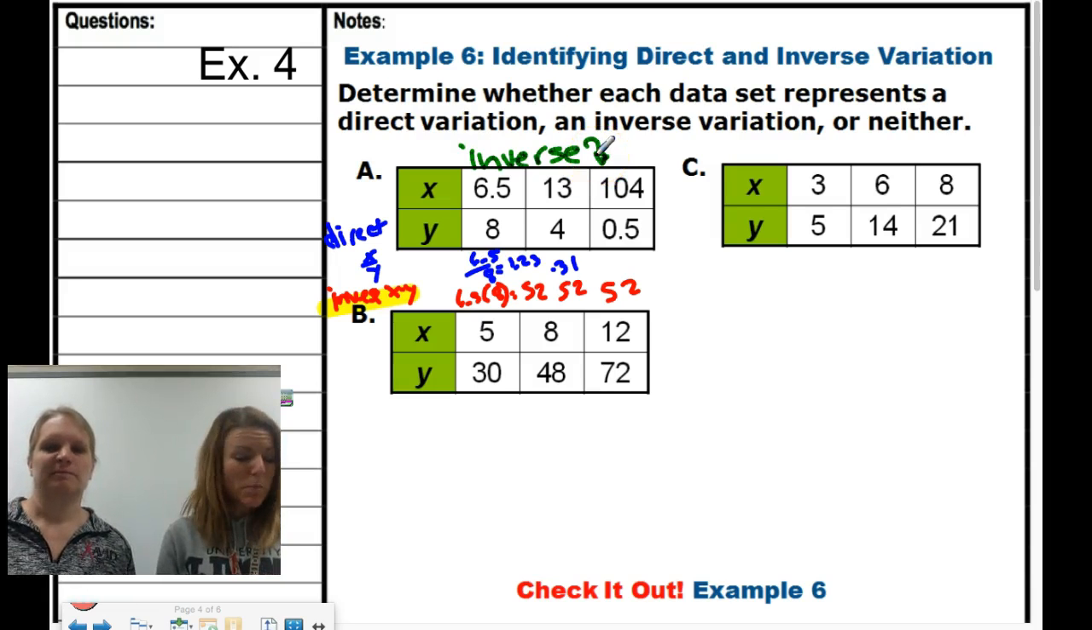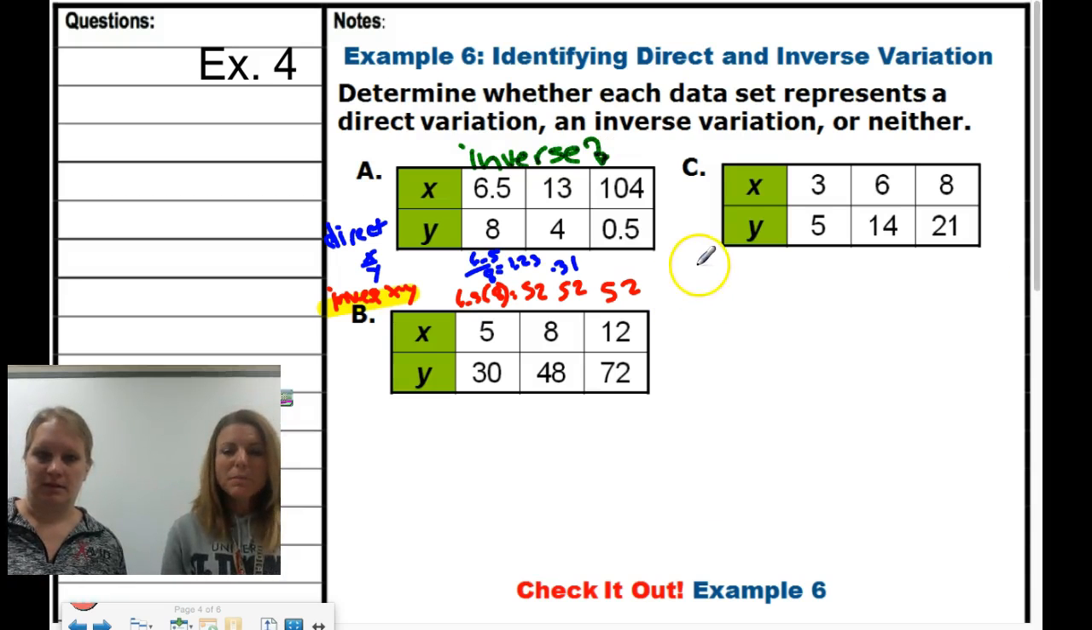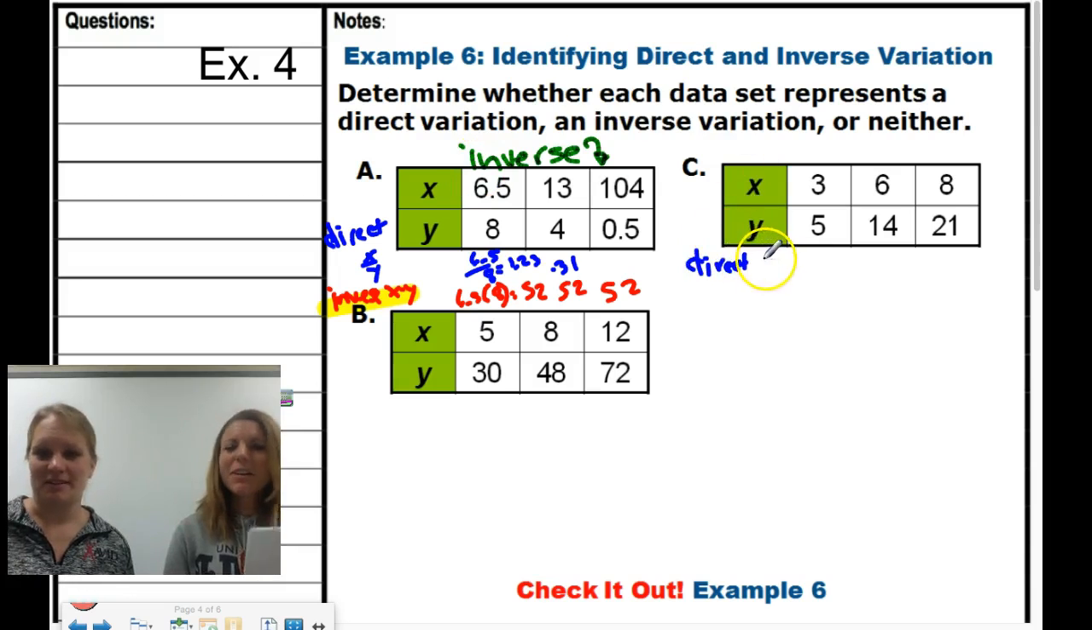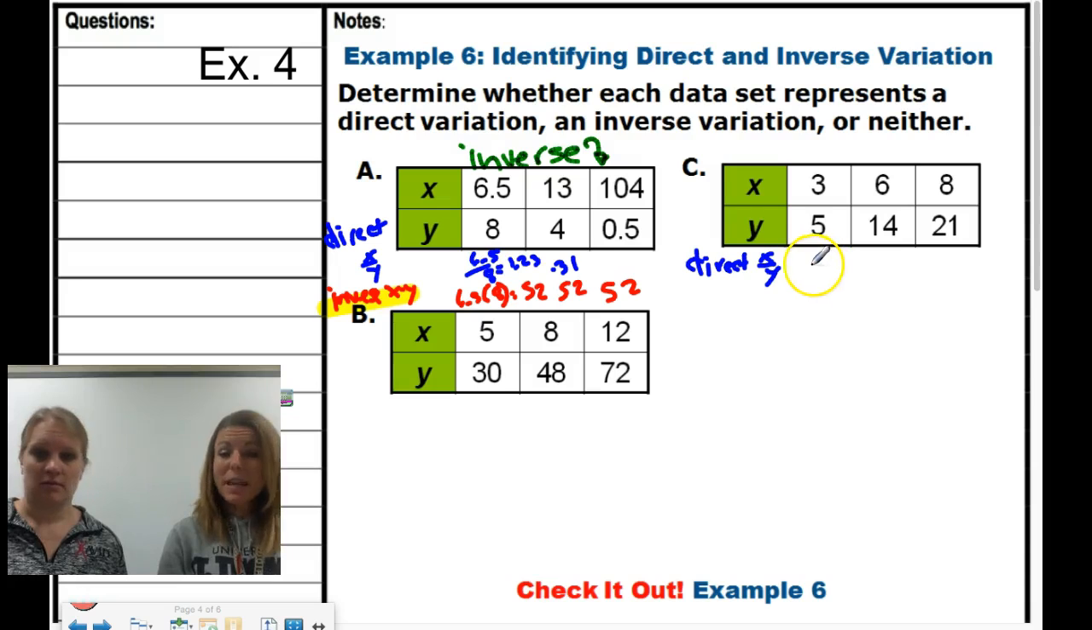There we go. Now let's do B. Same thing. Direct. Oh, we're doing C? Sorry, I was just going across. That's fine. So we'll do C. X over Y. So 3 divided by 5 is 1.7.